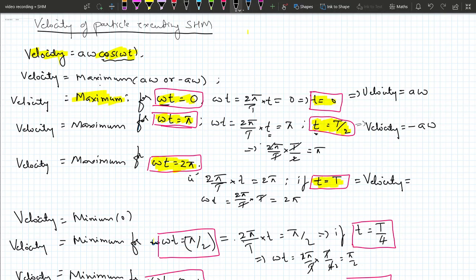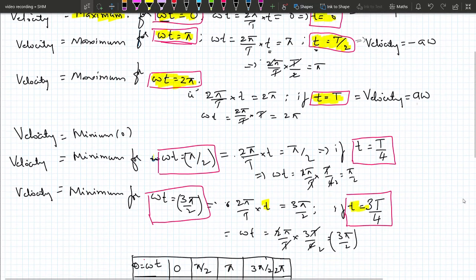Therefore, when cos omega t is 1, the velocity will be equal to a omega. Why? Because we have just made cos omega t equal to 1. So these are the values. In the second case, this is the minimum, so it's not necessary, you can directly write it.